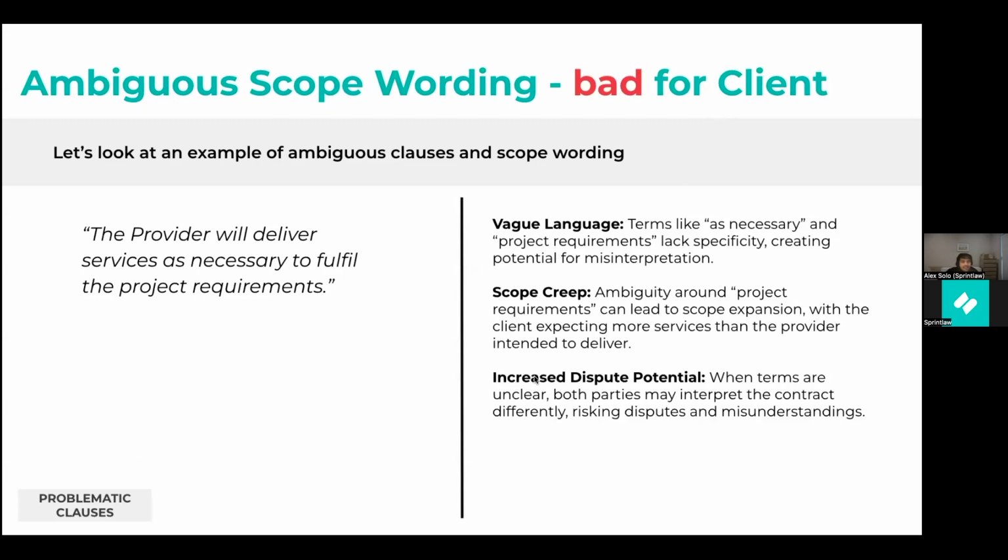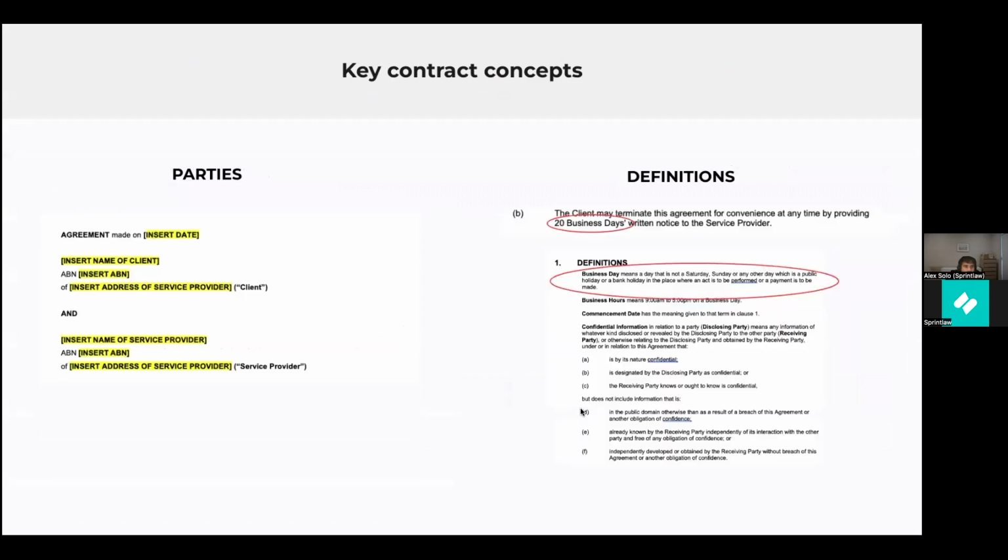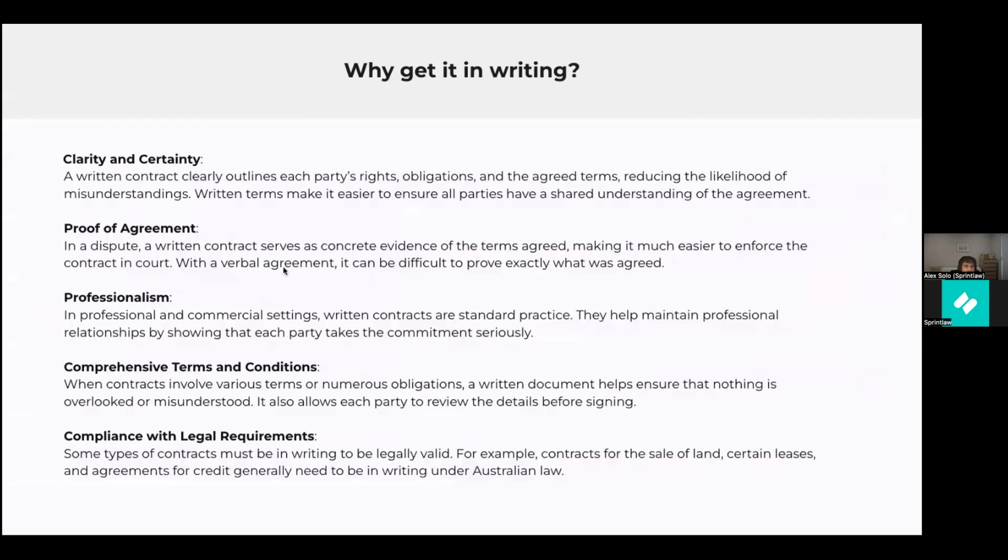So this says the provider will deliver services as necessary to fulfill the project requirements. This is really, really vague. It's actually bad for both parties, not just the client, to be this vague, I would argue. Even though the provider has some discretion to say that things are done, the client could really argue that this has an unending scope as well. So if you go back to that early slide, I talked a lot about the point of a written contract is to have this clarity and certainty.